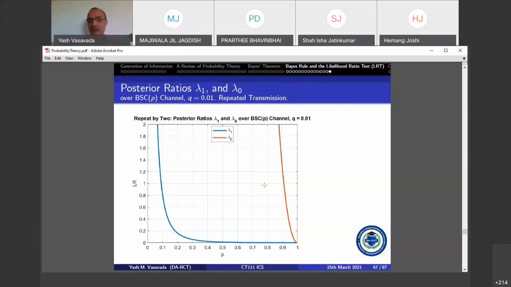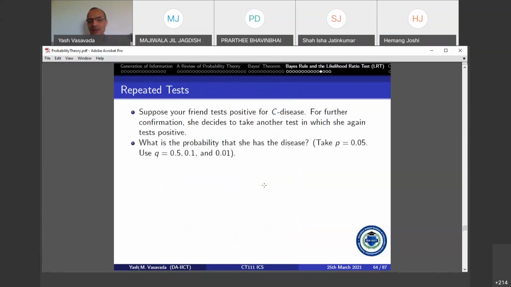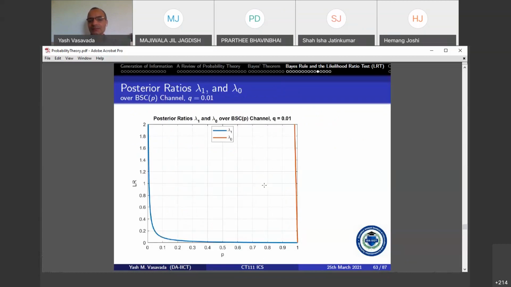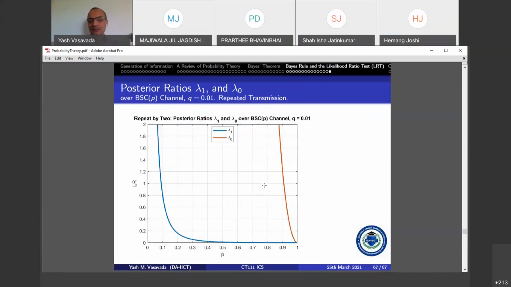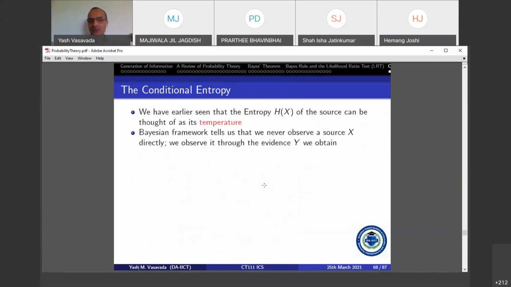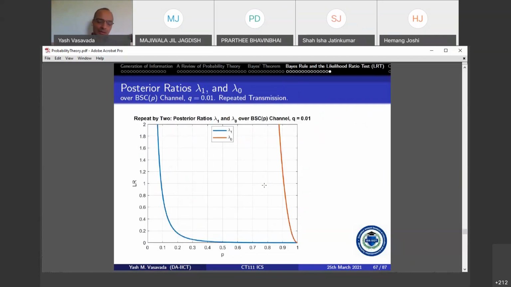This is the result for Q equal to 0.01. And again, the posterior ratios change quite a lot compared to this case. This is the single test. This is the multiple test. Okay, so this is where we are going to stop.